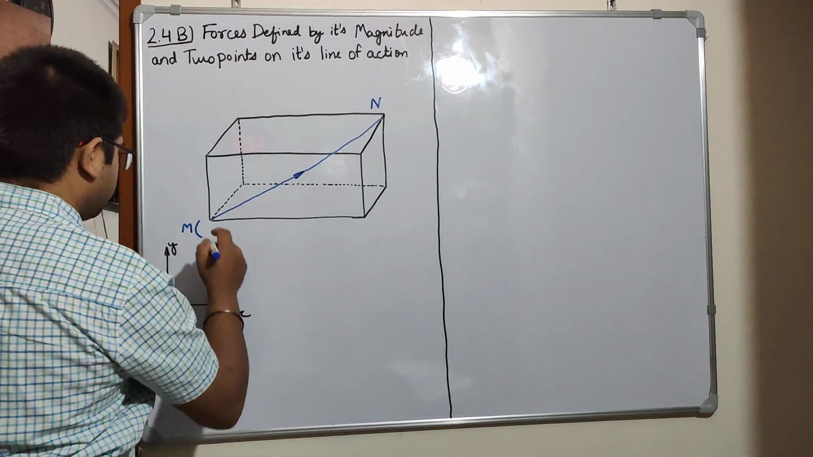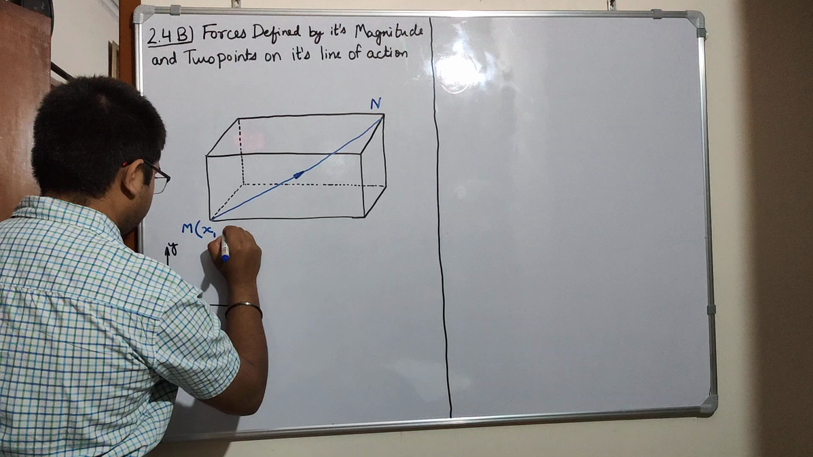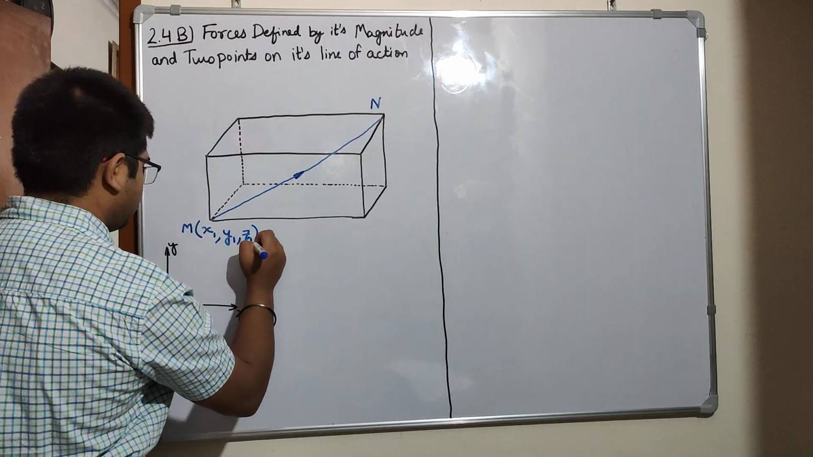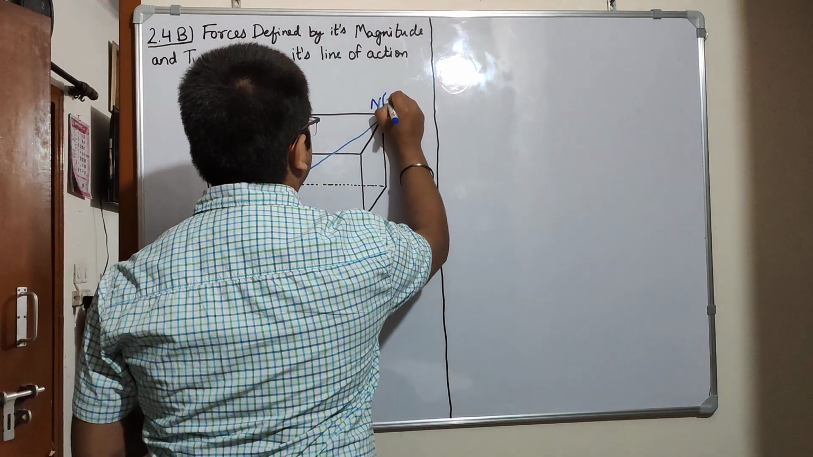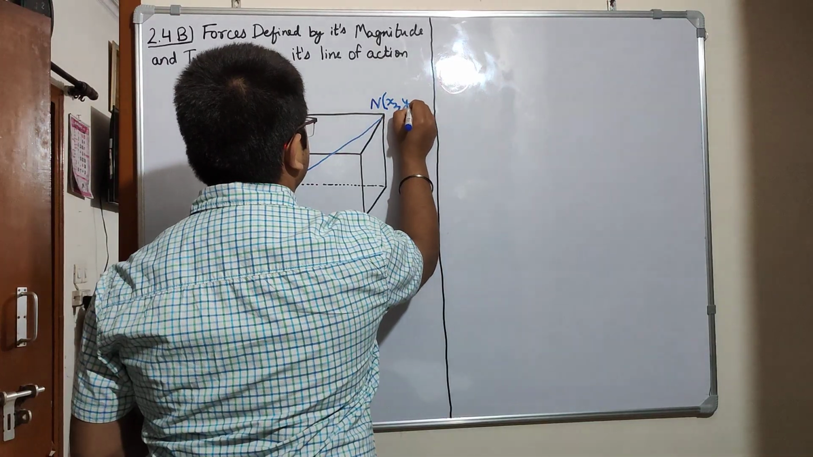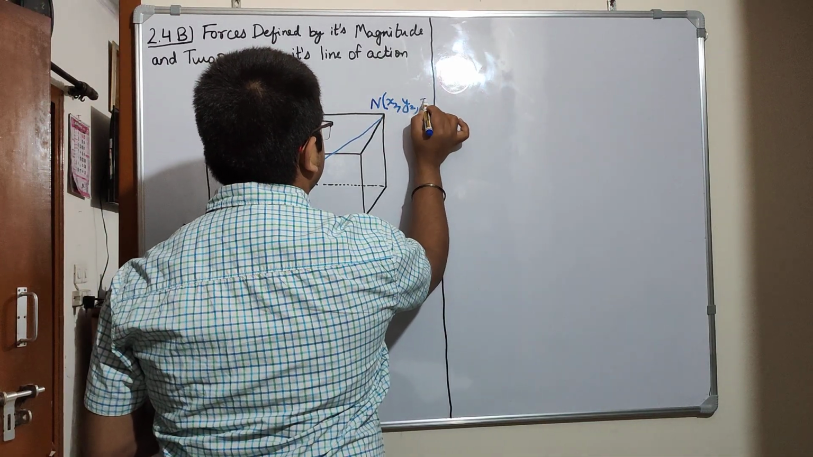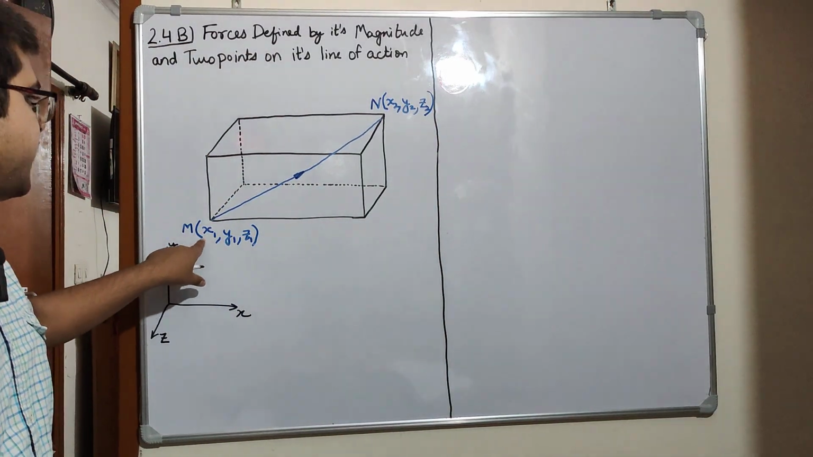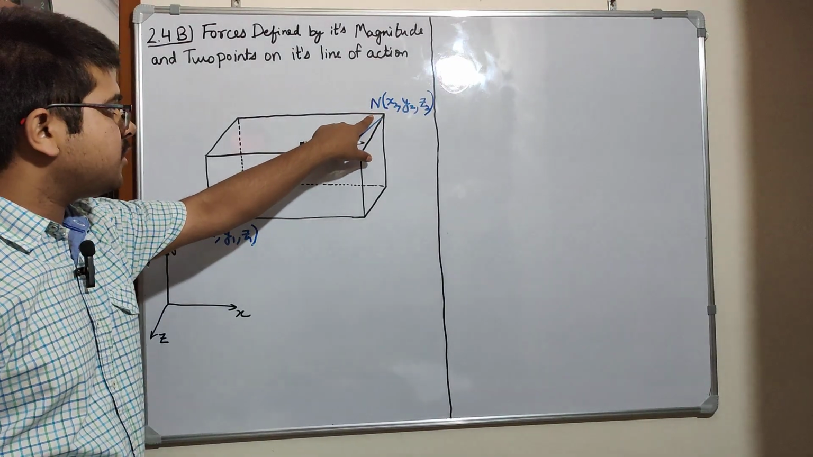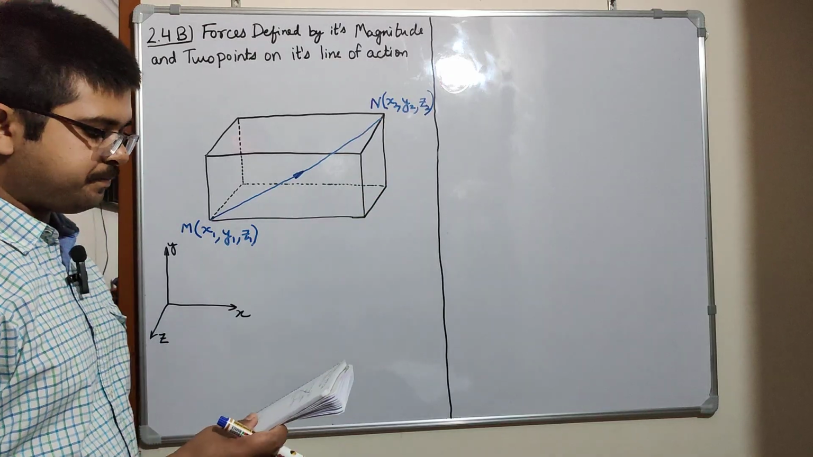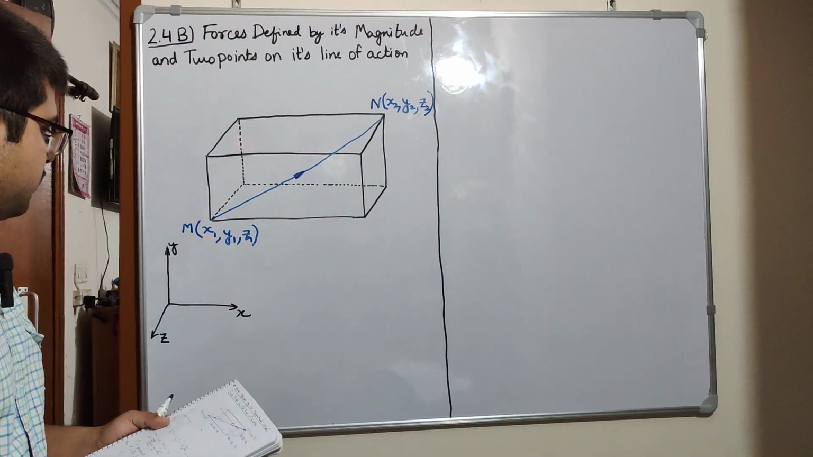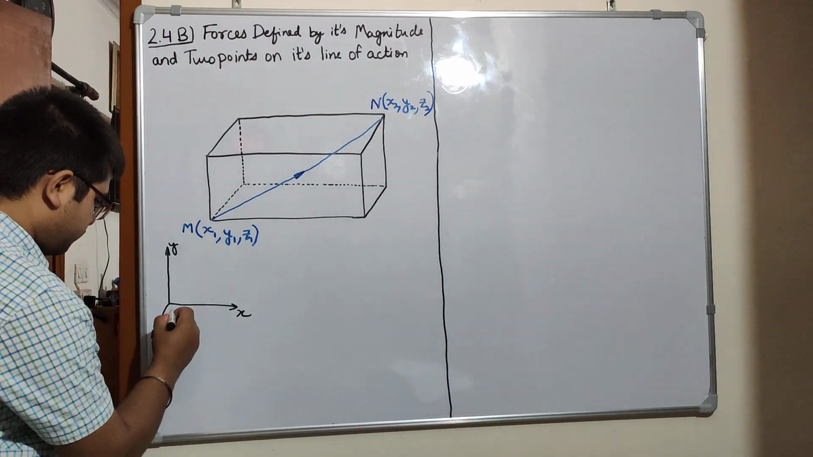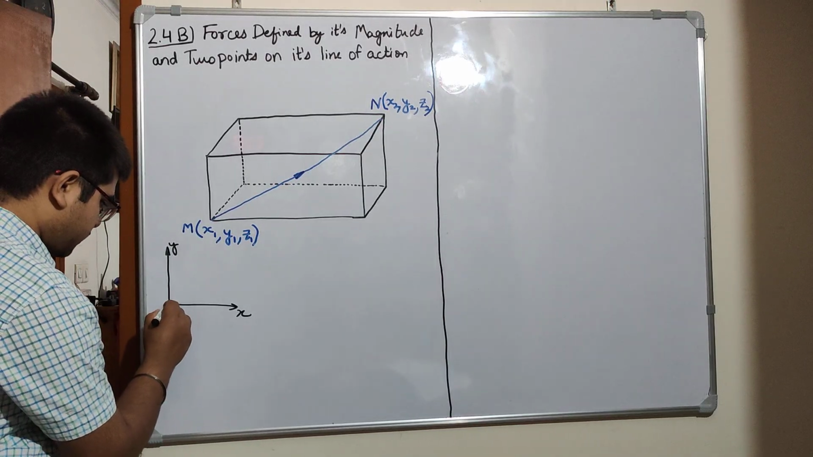x1, y1, z1, and x2, y2, z2. So these are our 2 points M, x1, y1, z1, and N, x2, y2, z2. And this is our origin O here.